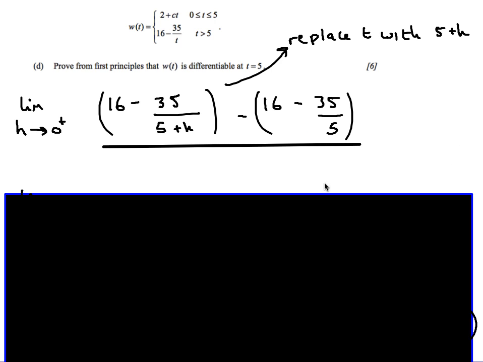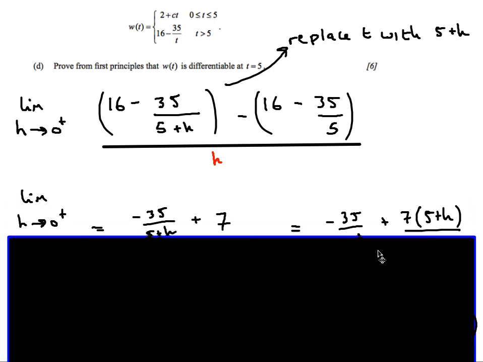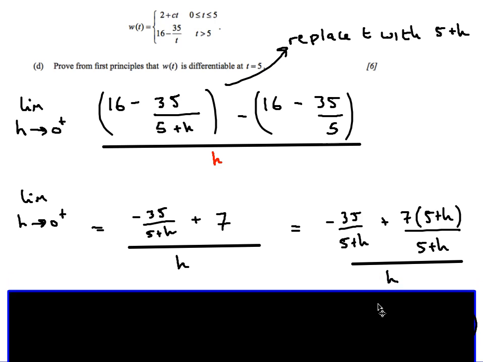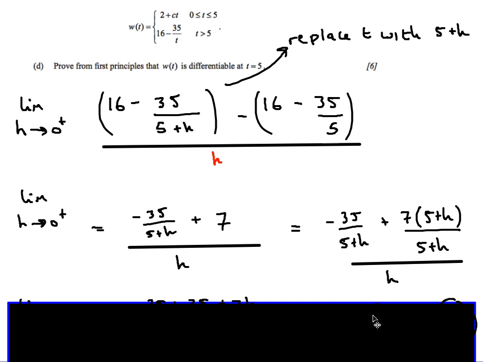Okay, and then it's going to be the same as before, where I'm going to basically see what happens. So if I try and simplify this function, I will end up, firstly, with this thing here. So I've just expanded out the brackets, so I end up with minus 35 over 5 plus h, plus 7, all over h. And then I try and make this all into one single fraction.